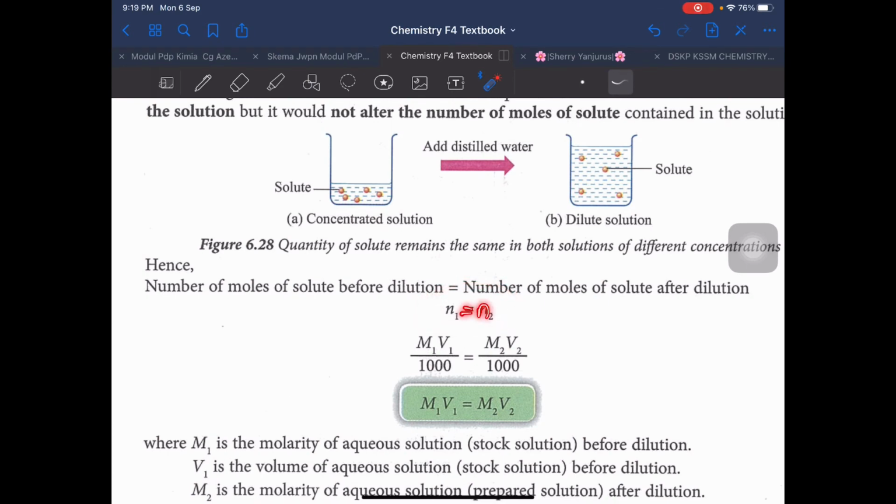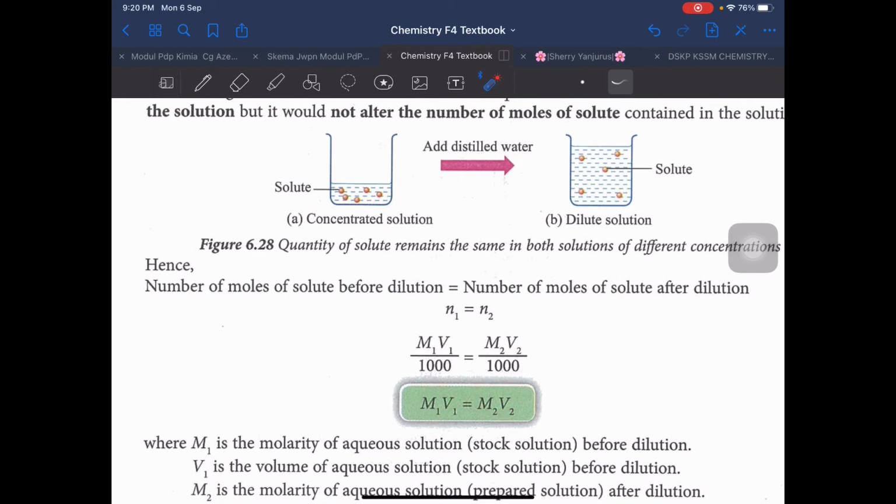N1 equal to N2. What is N? Just now we already learned N equal to MV over 1000. Ini bilangan mole. Kenapa over 1000? Because kita mau dalam decimeter padu. Jadi, if you see dilution, bila kamu nampak topik dilution of a standard solution, remember this formula lah. M1V1 equal to M2V2. This is not physics punya velocity and mass, bukan. This is molarity and volume. Molarity and volume. Before and after adalah sama.